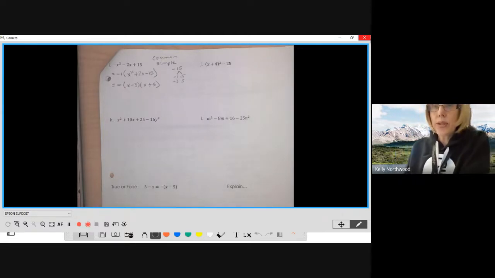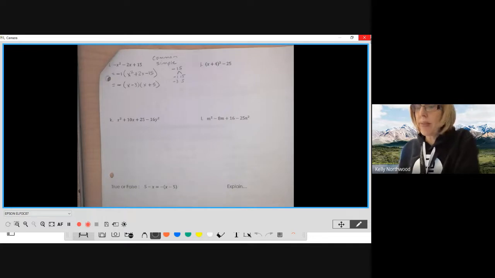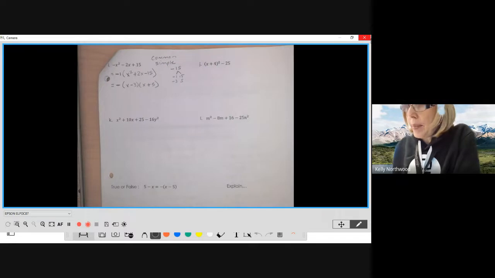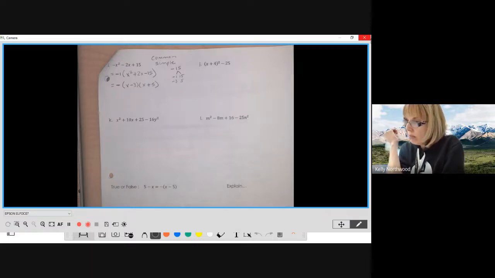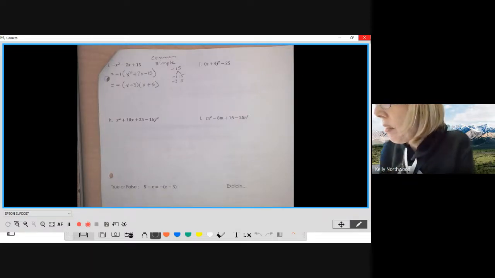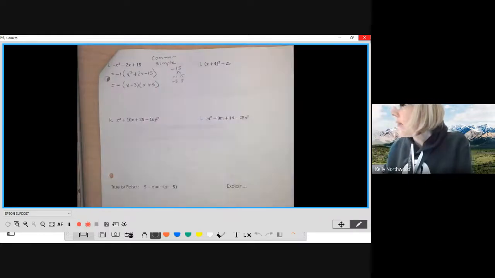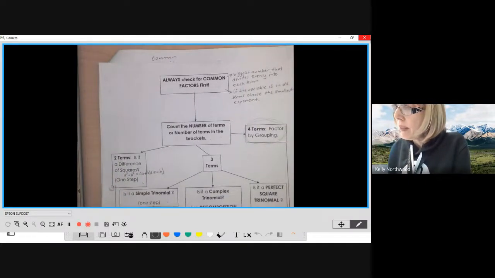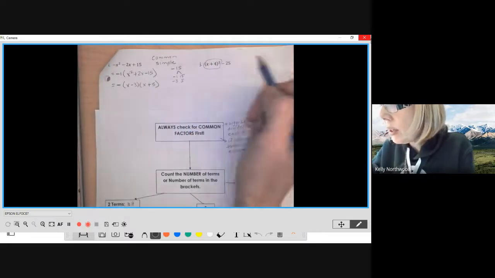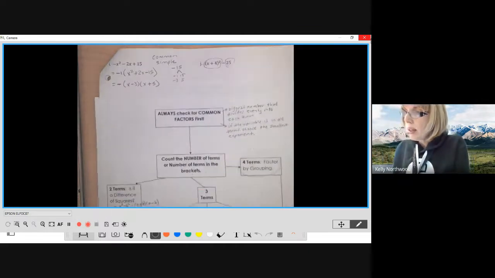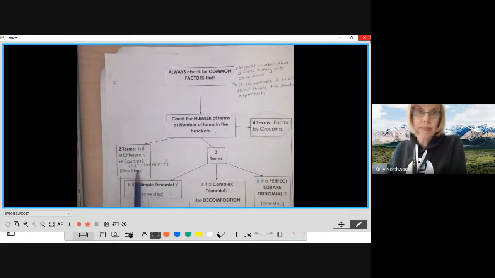J, x plus 4 squared minus 25. There's a couple ways to do this one. I'll show you both ways to do it. The first way to do it is to first check for common factors. There isn't any. Count the number of terms. And if you see this as one term, one big chunk, then really you've got two terms. So then you're asking yourself, is it a difference of squares?